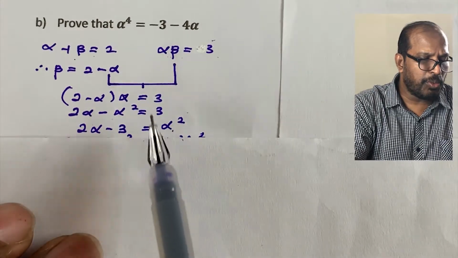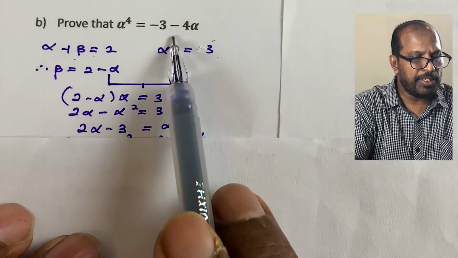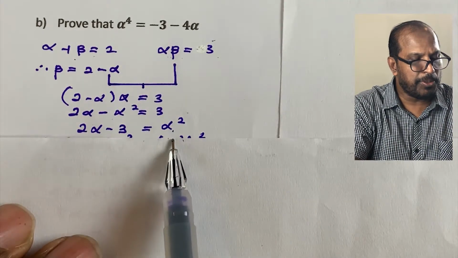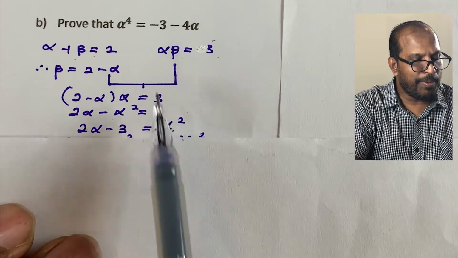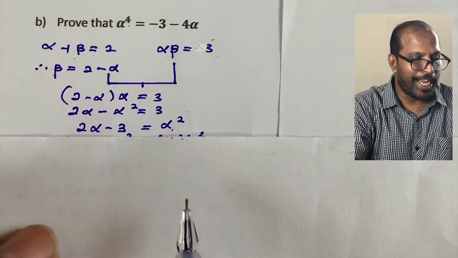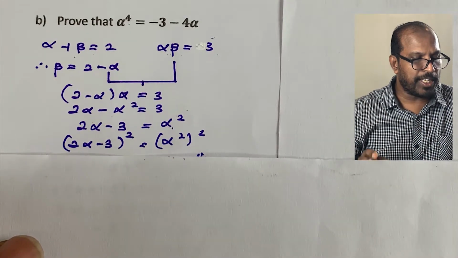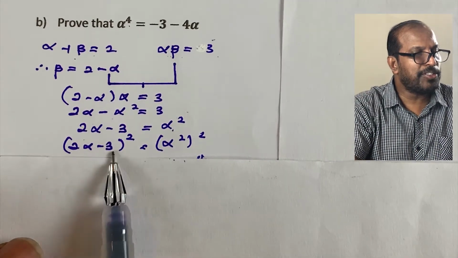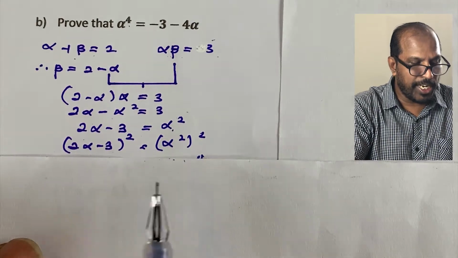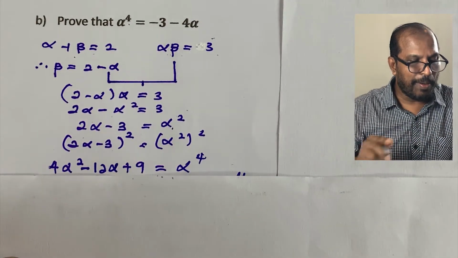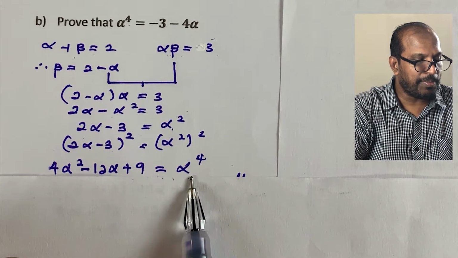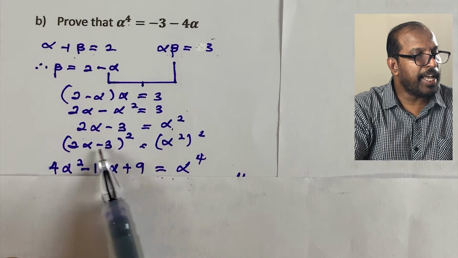So again, I need to look at what the gap between these two equations is. Here is alpha power 4, and this is alpha power 2. To make alpha power 2 become alpha power 4, I must square both sides. So now I'm squaring both sides: (2 alpha minus 3) squared on one side and (alpha squared) squared on the other. Then I obtain alpha power 4, because alpha squared squared is alpha power 4. And this needs to be expanded.